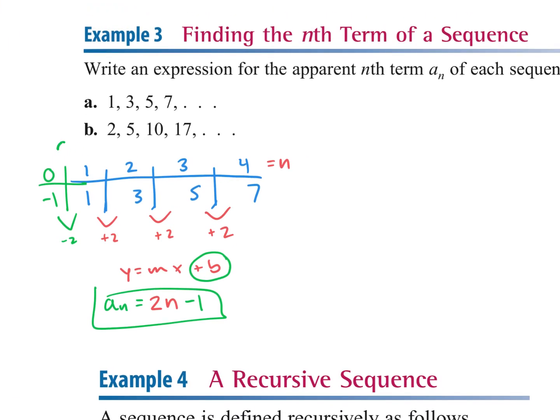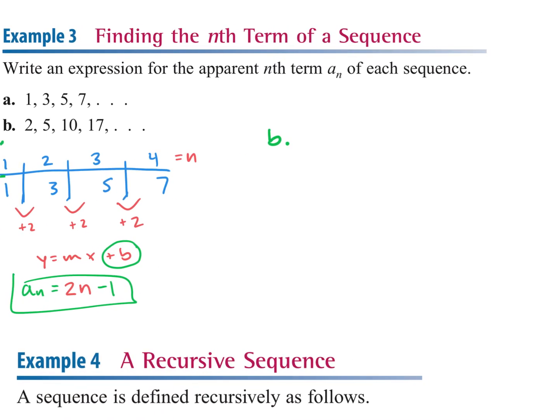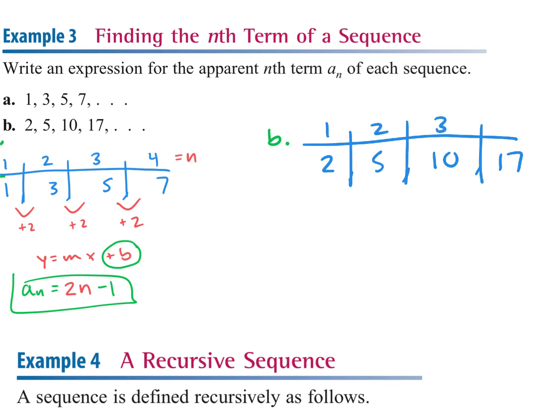So that was A. Let's do B. So B, I start off with 2, 5, 10, and 17. So 2 is our first term, 5 is our second, 10 is the third, 17 is the fourth.